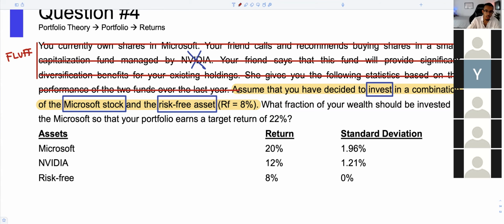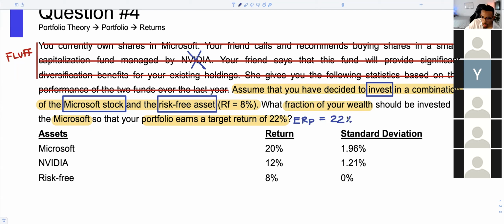Because they told you right here, we're just going to assume that you're going to invest in these two assets, Microsoft and the risk-free asset. So that should be pretty clear. Now we're asking you, what fraction of your wealth should be invested in Microsoft so that your portfolio earns a target return of 22%? So what they're asking is, how do we get to an expected return of our portfolio that is equal to 22%?